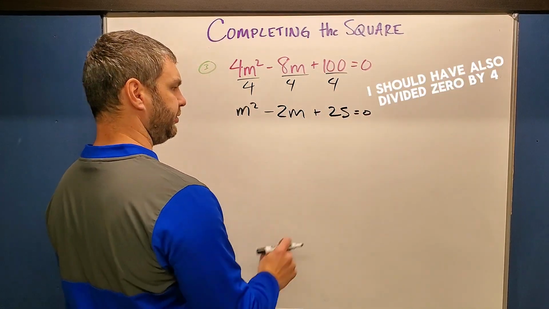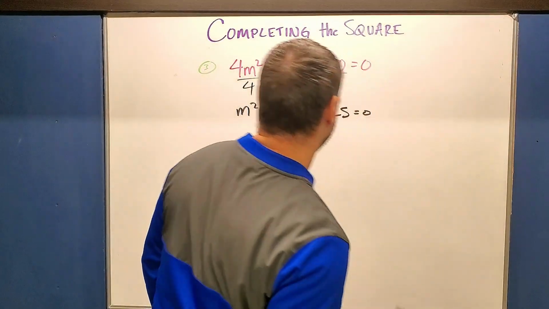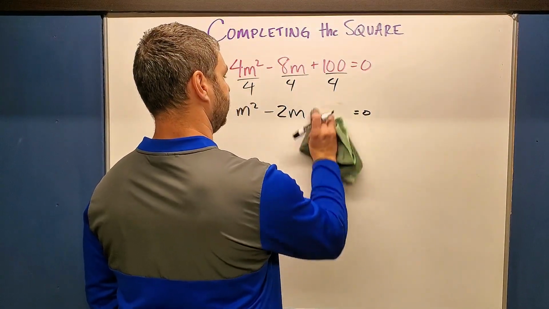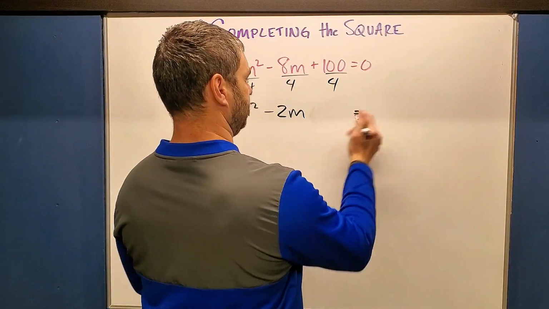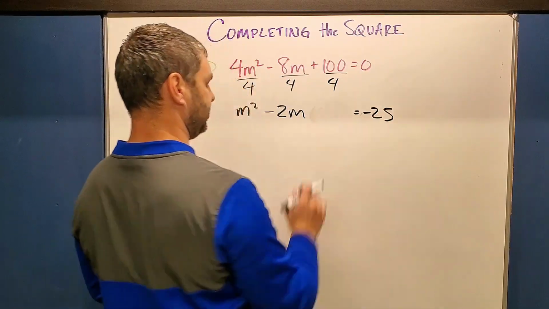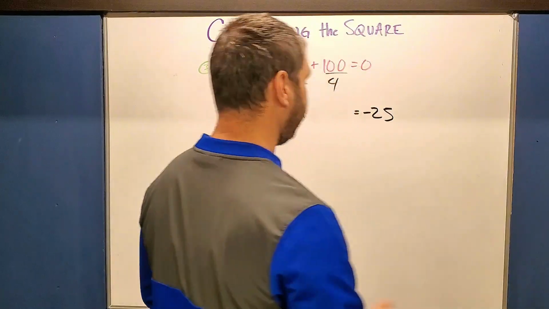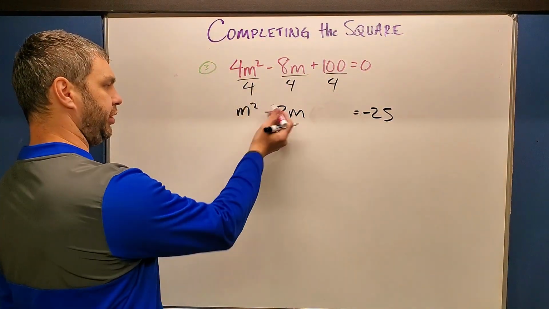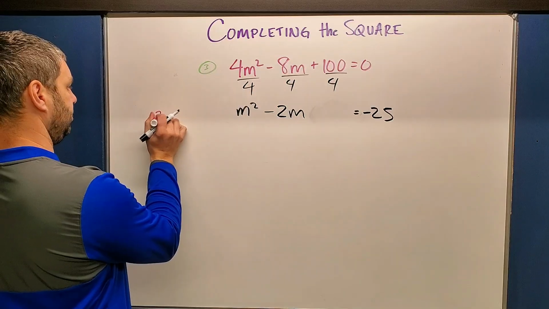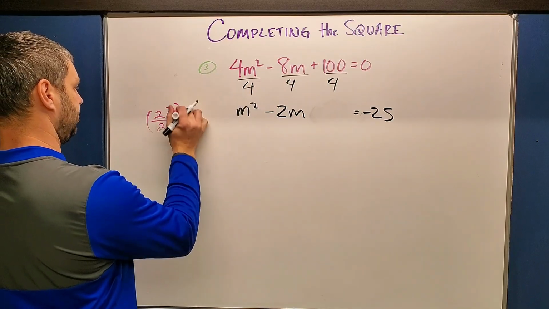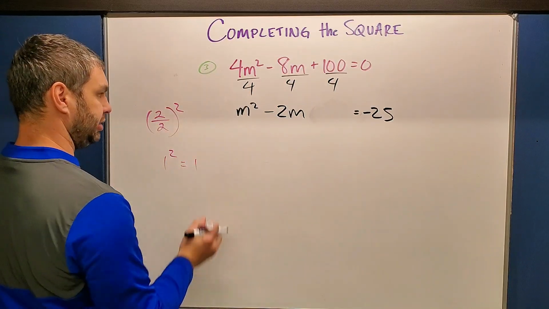Let's move that 25 to the other side. I'm going to subtract 25 from both sides, like that. I'm going to leave my space right there for half of the b term squared. Speaking of, half of negative 2 is going to be negative 1. So let's go 2 divided by 2 squared. Well, that's 1 squared, which is 1.